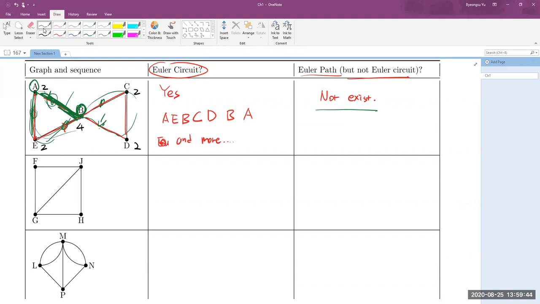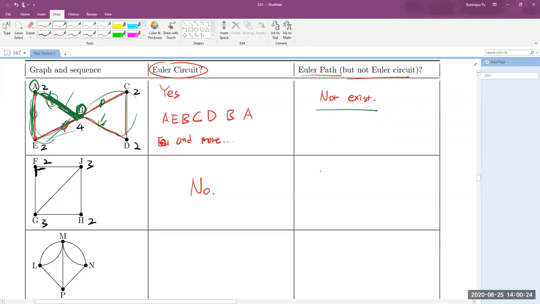Okay. So what is the degree of F? 2, right? Thank you. And what is the degree of J? 3. And the degree of G is 3 and H is 2. So it has 2 odd vertices, right? So it is case 2. So according to Euler's theorem, it does not have an Euler circuit, right?